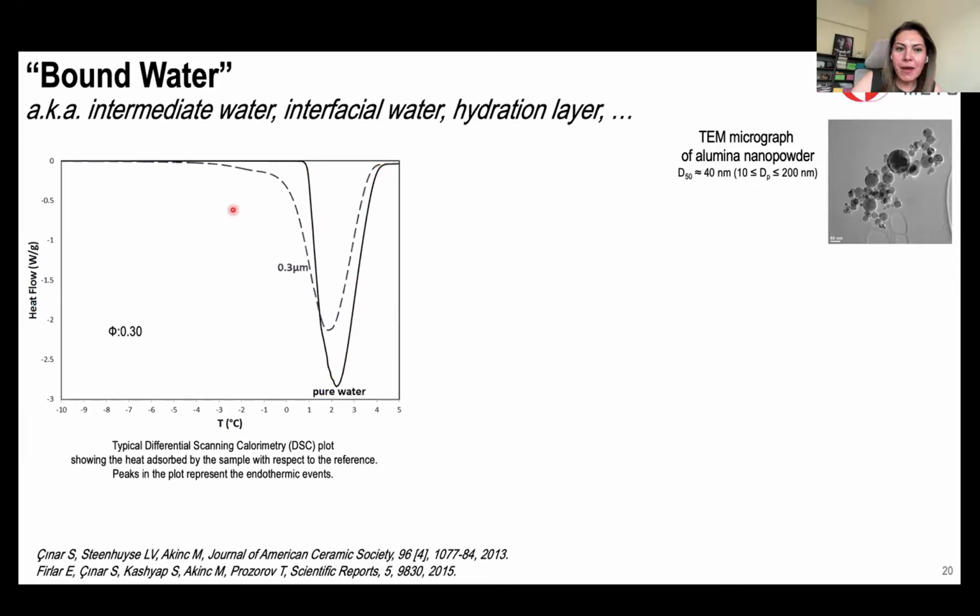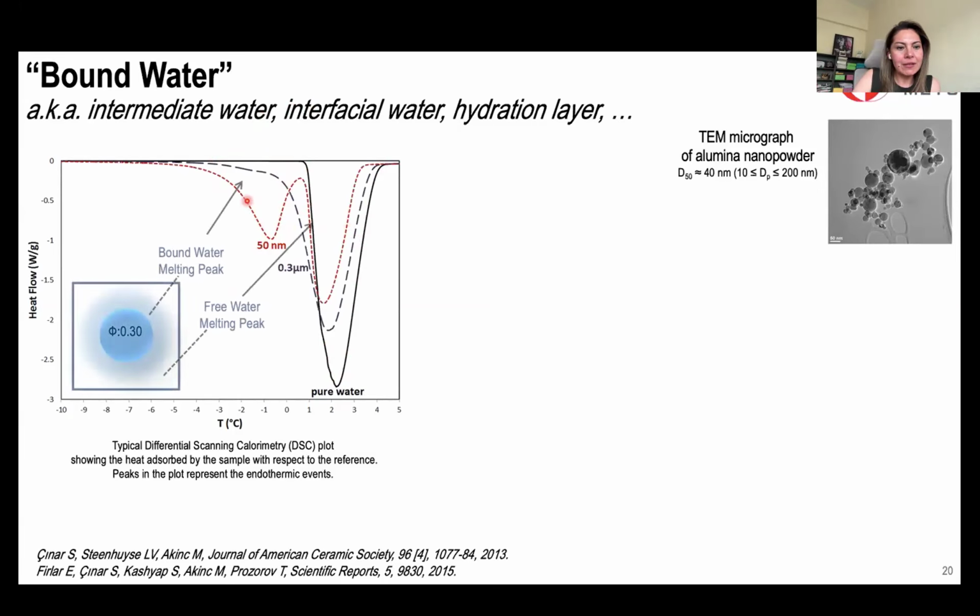If you add submicron-sized particles, we start to see a shoulder appear on the left-hand side. And if you switch to nano-sized particles, we observe two different melting events. We only have alumina and water, and we do not expect any thermal event from alumina in that temperature range. So that was water. However, we didn't know why this was happening, so we just called it bound water.